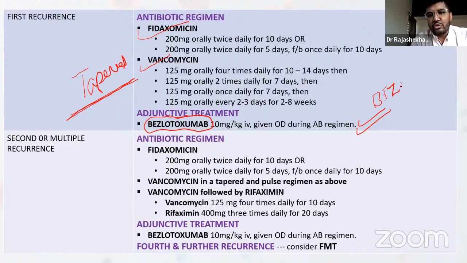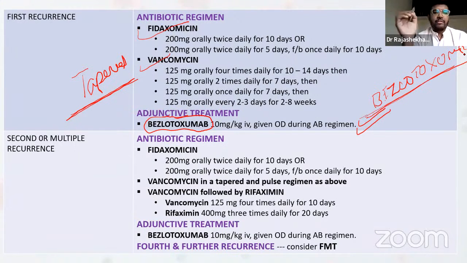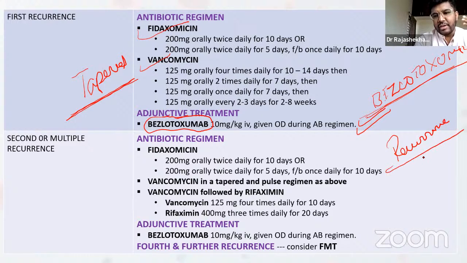This is a potential entrance question. Bezlotoxumab is a newer drug approved for Clostridium difficile infection. It is approved for recurrence only. It is not approved as a primary treatment. It is approved for recurrence treatment, and only as an adjunctive treatment. It is not used as a single agent.